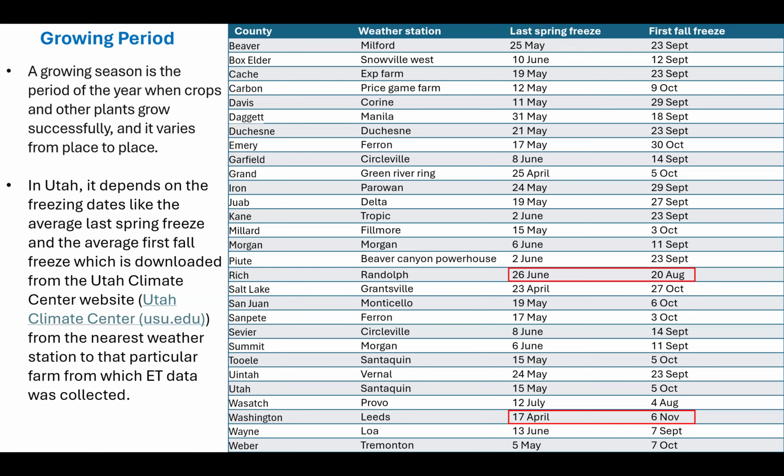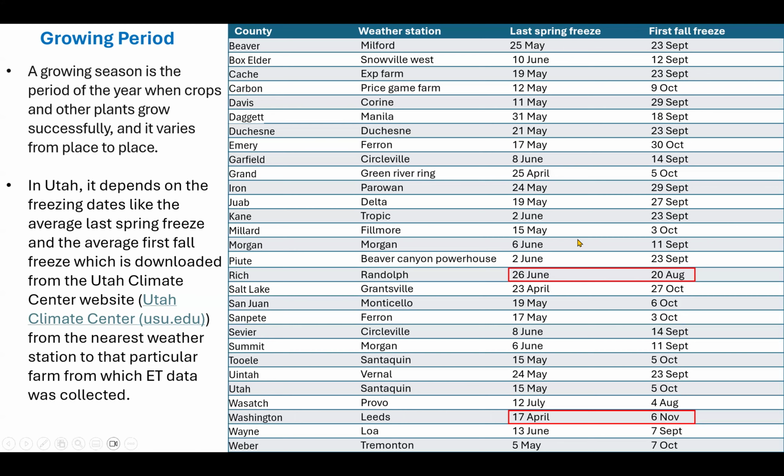From here we can see there is a lot of variation in the freeze dates. It's just 26th June to 20th August here. Here it's 17th of April to the 6th of November. So we can say that there is a lot of variation in the growing period.